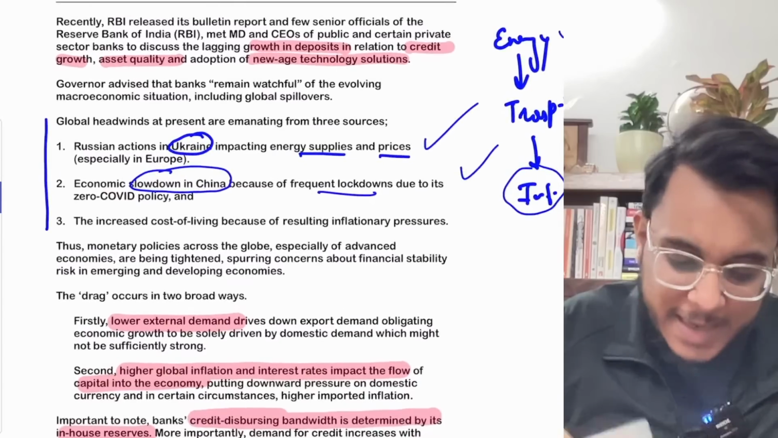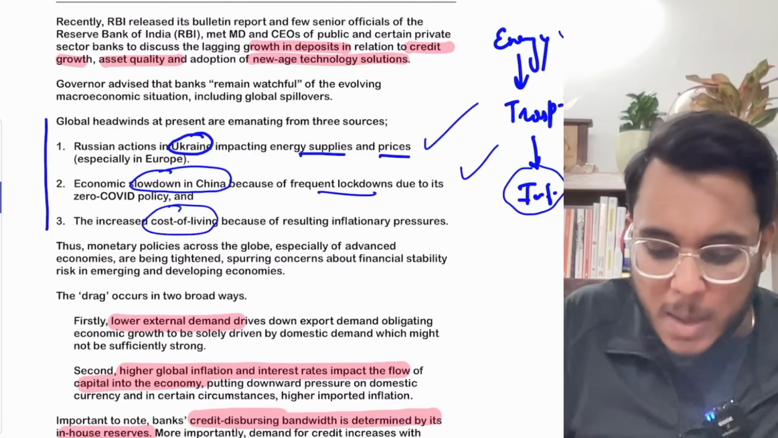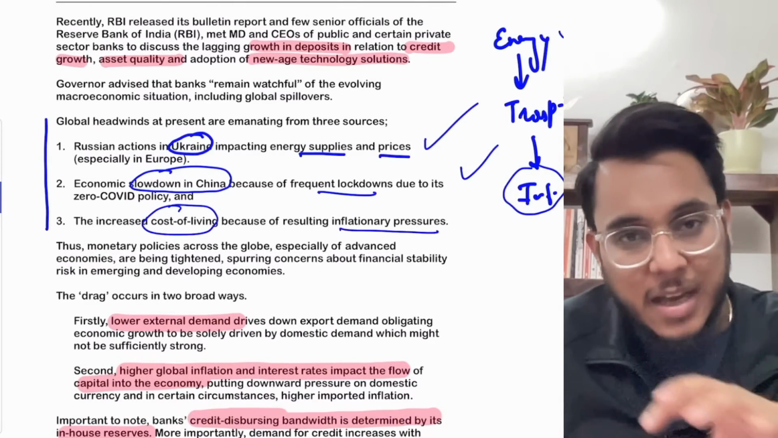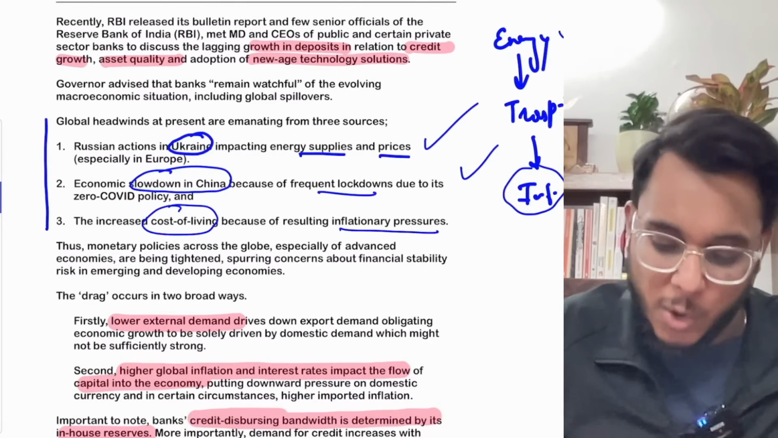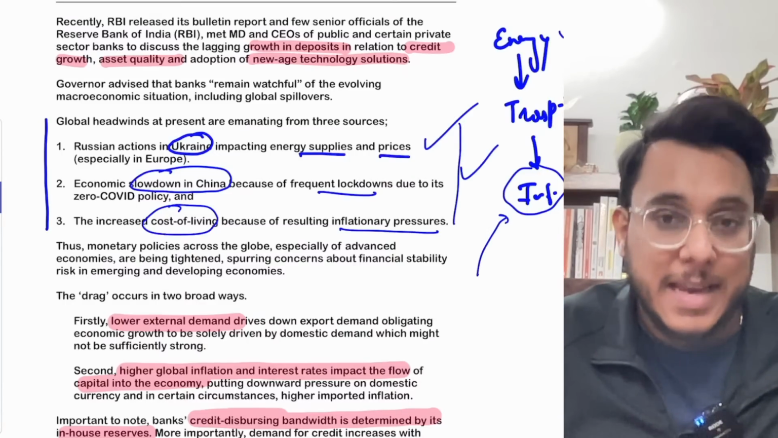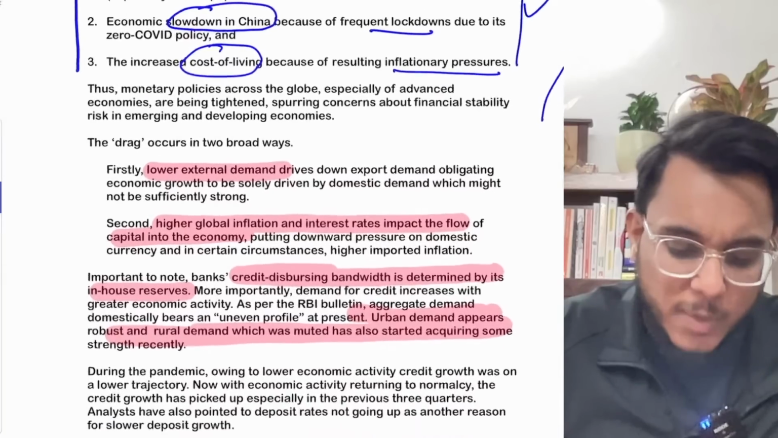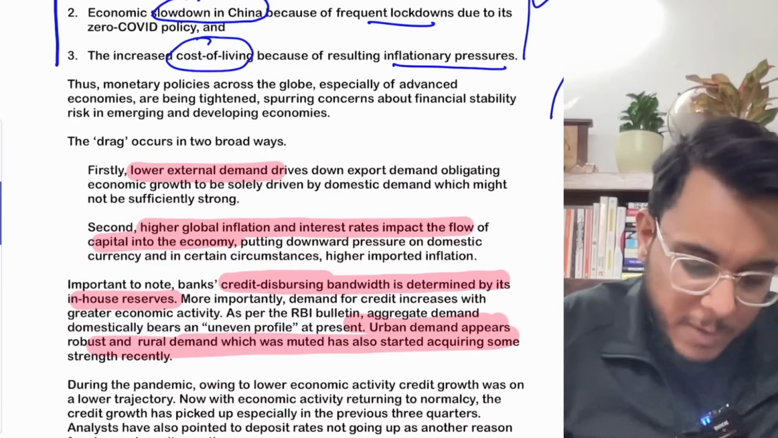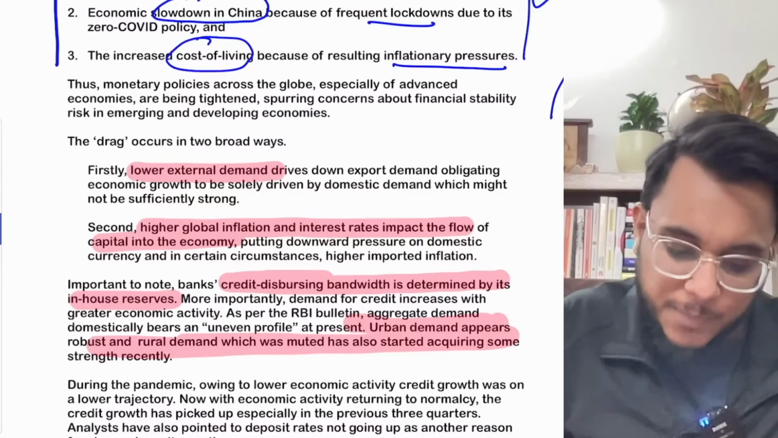Fine, then we see that there is an increased cost of living because of inflationary pressure in the other countries of the world also. So as the economic growth slowdown is coming, it will impact India. Okay, so the bank needs to be very careful about this particular thing. Now we find that around the world, monetary policies are being tightened up.